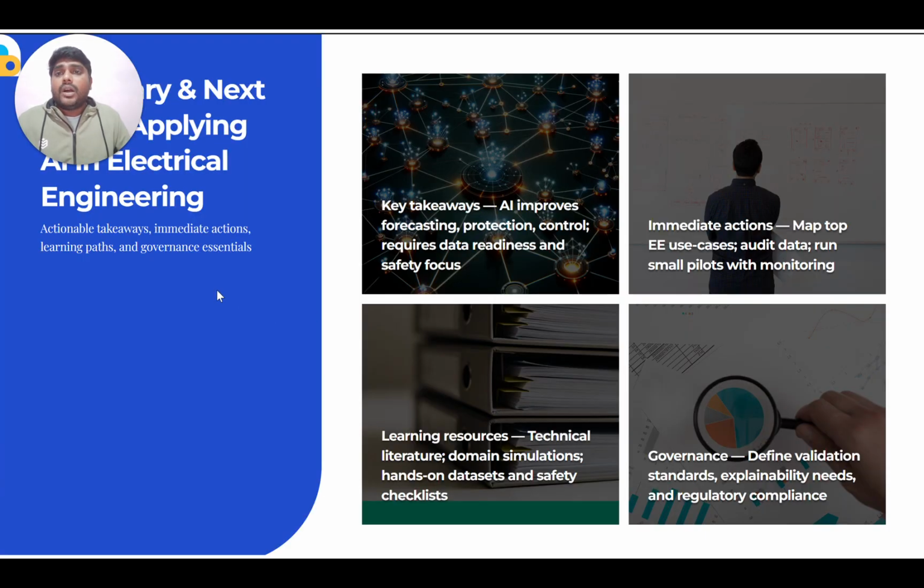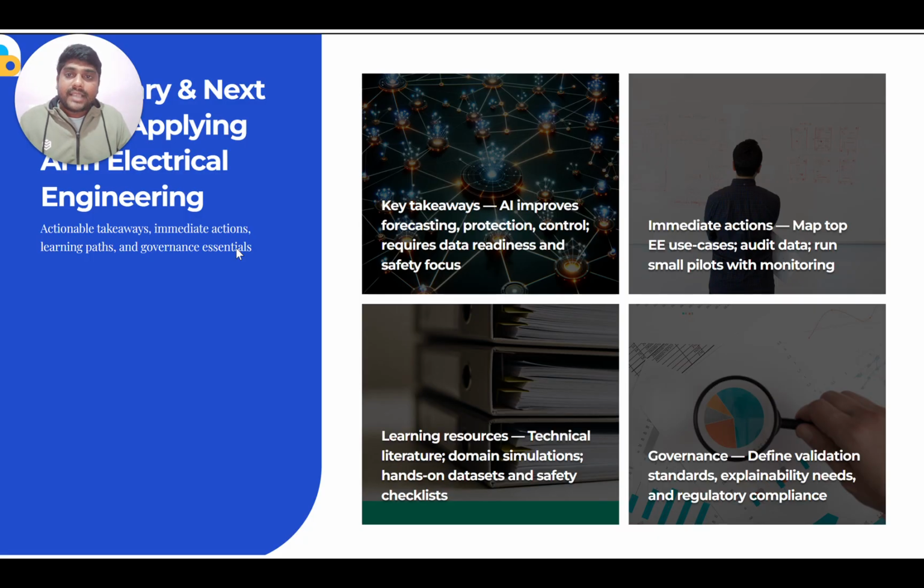We have covered a lot of ground today, from core applications and data challenges to specific workflow and validation methods. Let's summarize the actionable takeaways and outline the next steps for applying AI in your engineering practice. The first key takeaway: AI fundamentally improves forecasting, protection, and control across electrical systems. However, its successful application is completely dependent on data readiness, having the right high quality data, and maintaining a sharp safety focus.